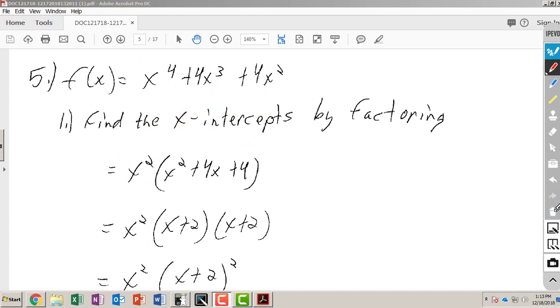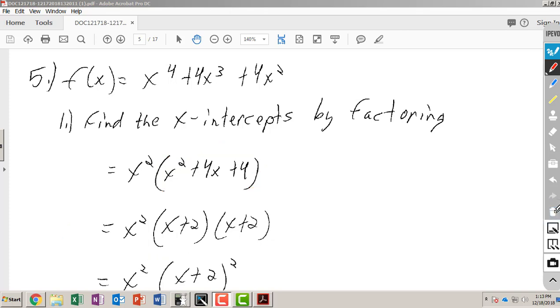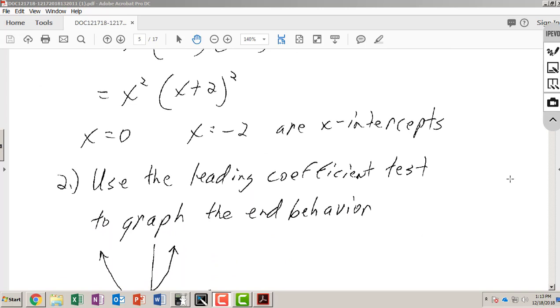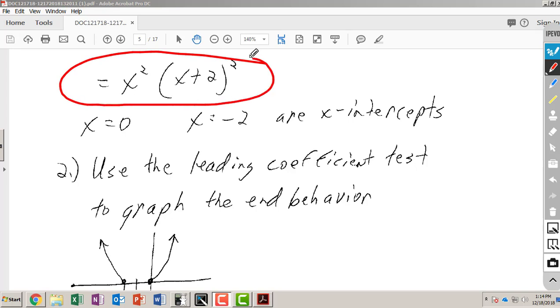So now that I've factored it, I'm going to go ahead and factor this right here. So I need to factor x squared plus 4x plus 4. So the numbers that multiply to 4 and add up to be 4 in the middle are going to be 2 and 2, and they're both positive. So that's going to factor to x squared times x plus 2 times x plus 2. Now I'm going to go ahead and put my x plus 2's together to put it into factored form. So here is my factored form: x squared times x plus 2 squared. I want it in that form so I know what my graph is doing.